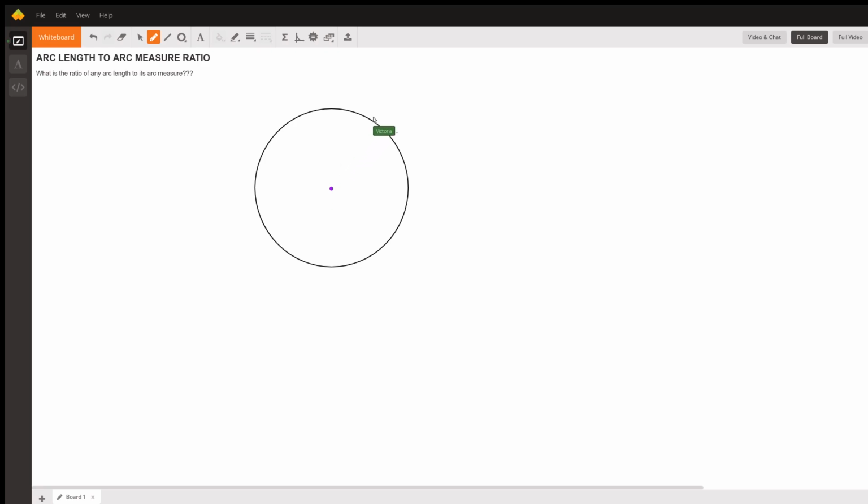So if one of the arms of the angle is here, and let's say the other arm of the angle is here, then this thing that we'll call theta, that's a central angle. And usually we call it theta.